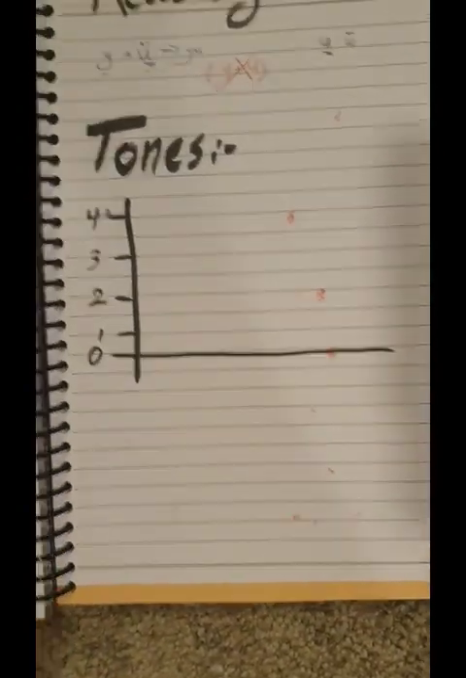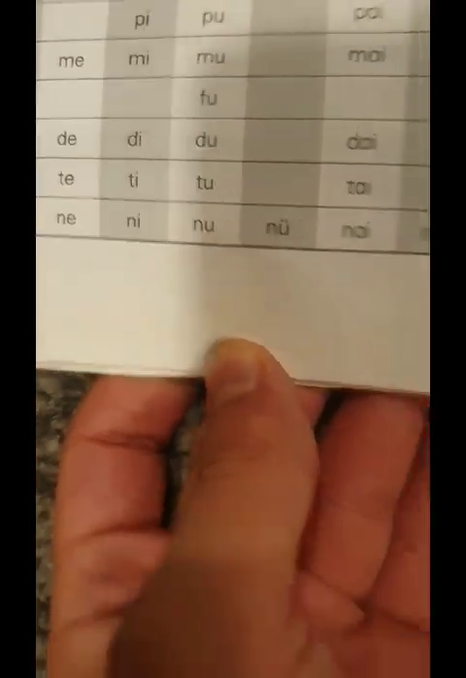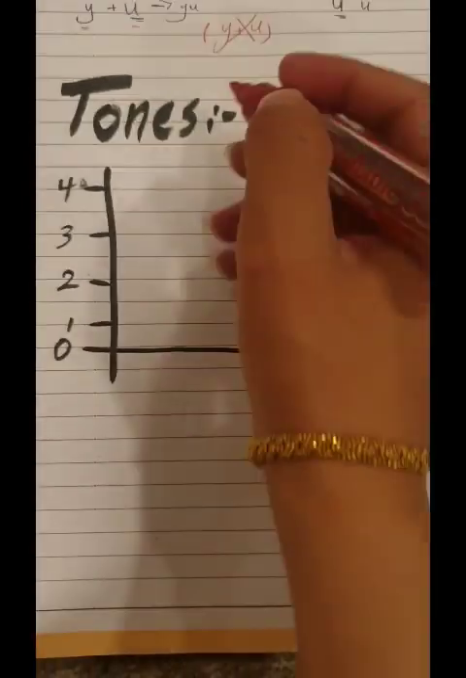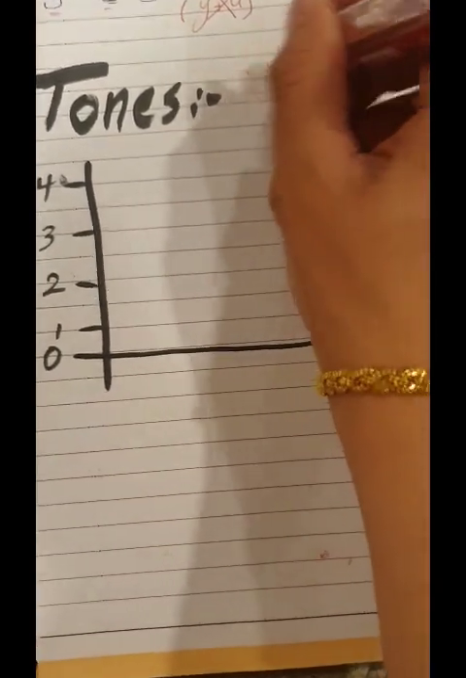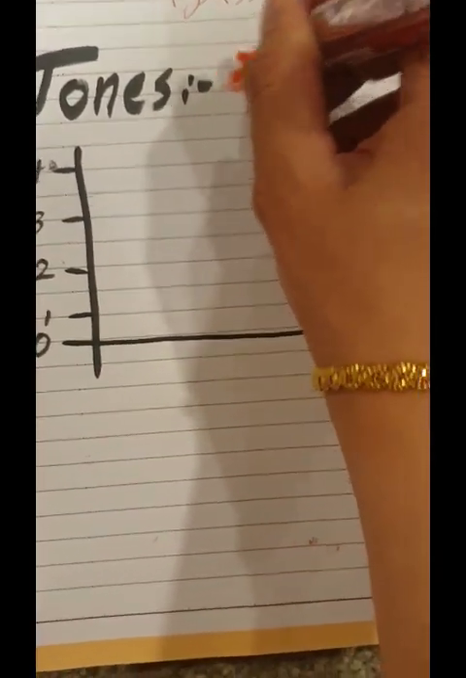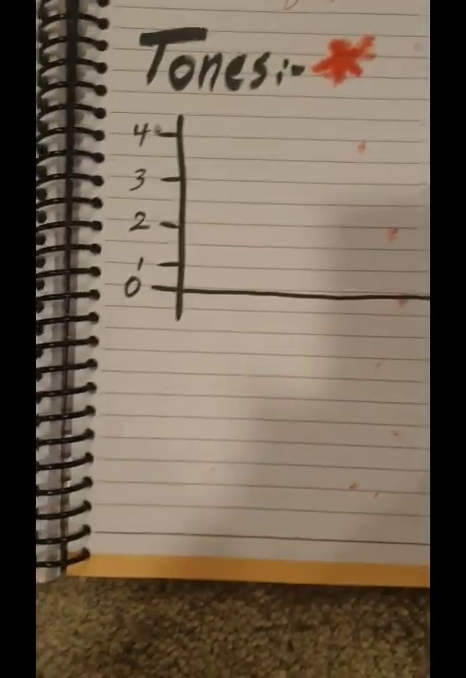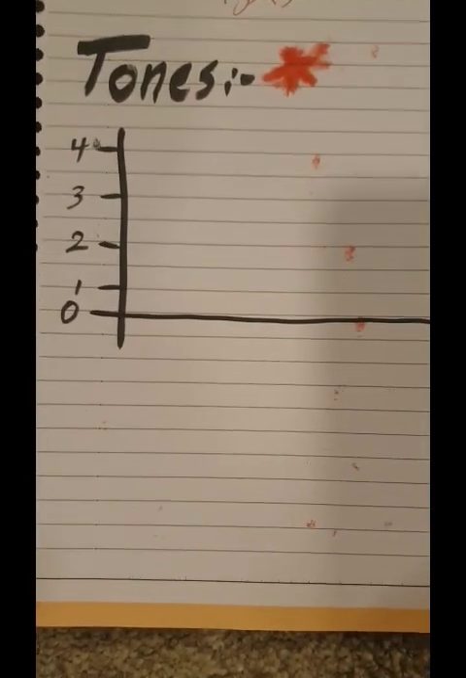Then last class, the reading class, we took how to read the initials with the finals together in this table. Today's class is one of the most important classes. I want you to focus on it. It's very, very important.